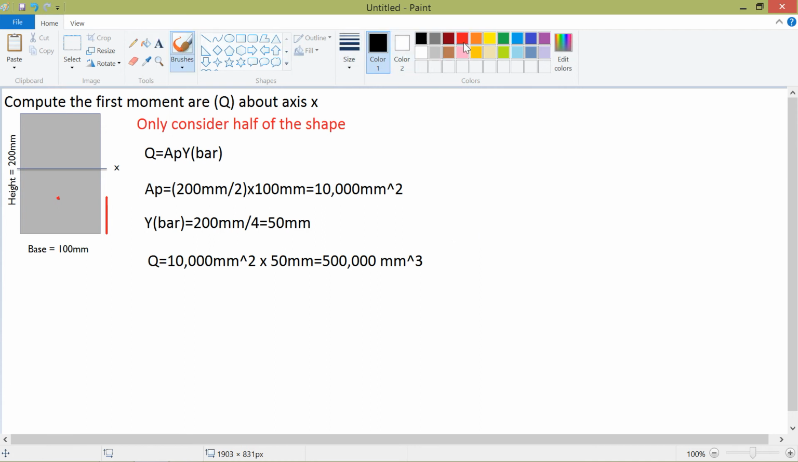The most important thing, again, I'll reiterate, is only consider half of the shape. If it's a rectangle, it's easy, just pick the bottom or the top, you'll get the exact same thing. So therefore, A_p was just this area. Y bar was the distance to the centroid of just that shape. And that's it. I just multiply them together, and that's how you do Q.